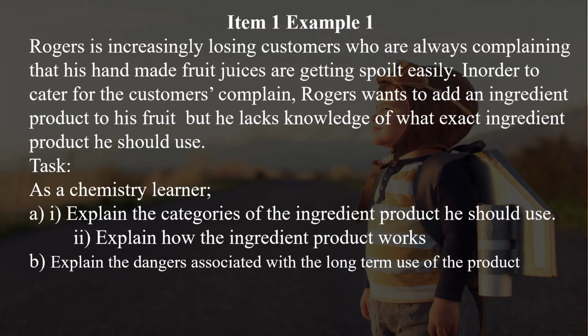Now, the task. As a chemistry learner, explain the category of the ingredient product he should use. That is where you do your categorization: you categorize and identify the product. Then explain how the ingredient product works. You remember the first thing was categorizing, and after categorizing, you state or explain how it works. Then explain the dangers associated with the long-term use of the product. So let's have a look at how we can approach this.